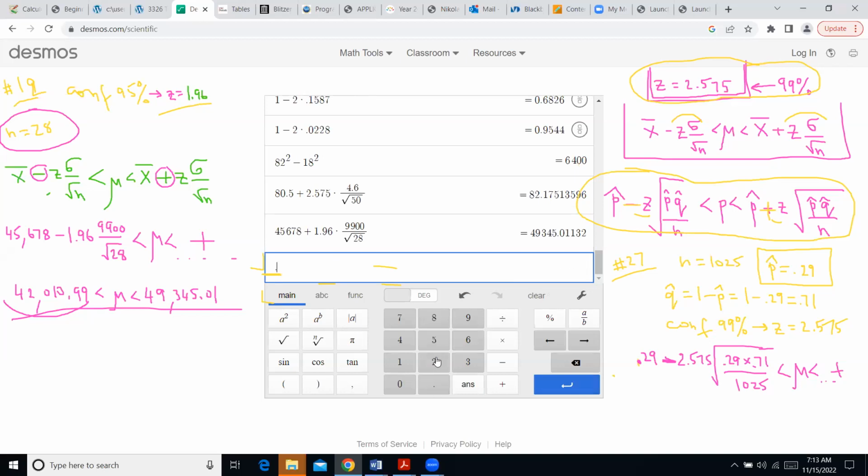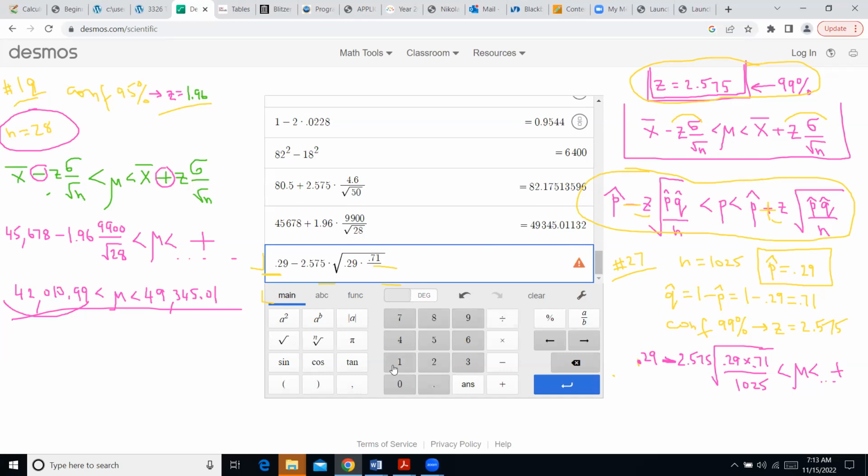So 0.29 minus 2.575, and then I multiply this by a square root. So the numerator is 0.29 times 0.71. This is what we need to divide by 1,000 and something. And we already know that as long as it's multiplied inside the calculator, it doesn't really matter, because it goes to the numerator when you multiply, when you do this arithmetic. So you've got some decimal.